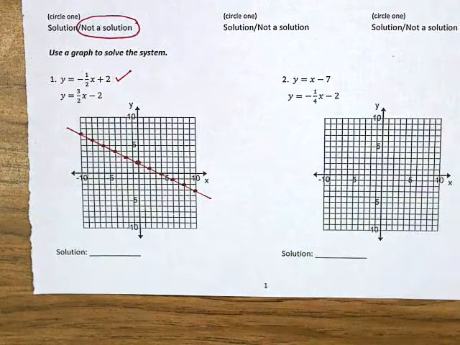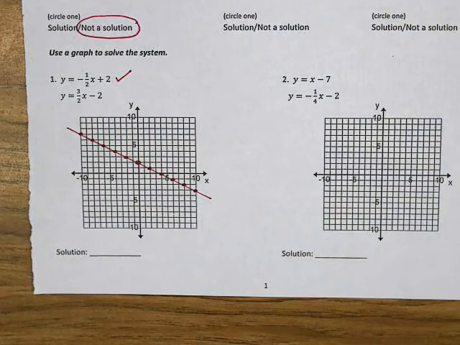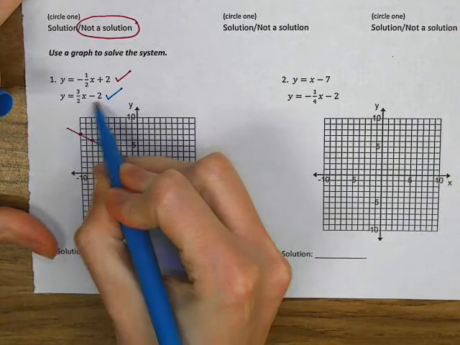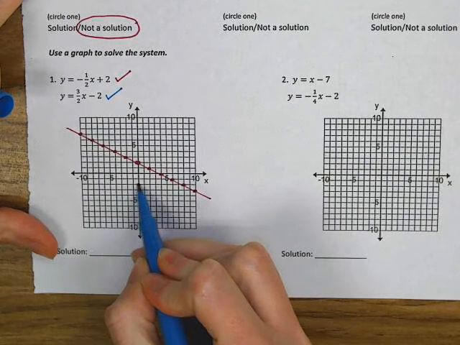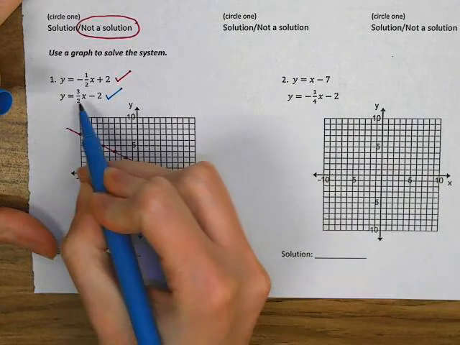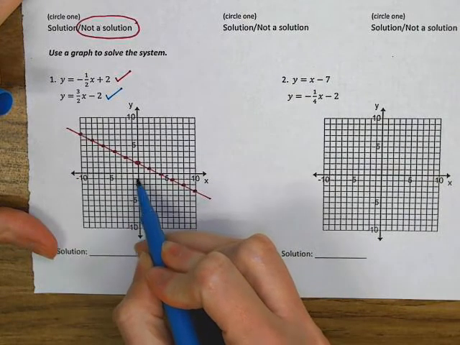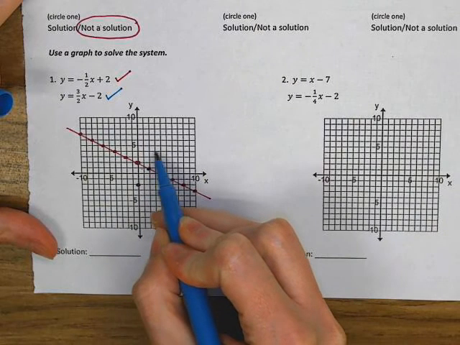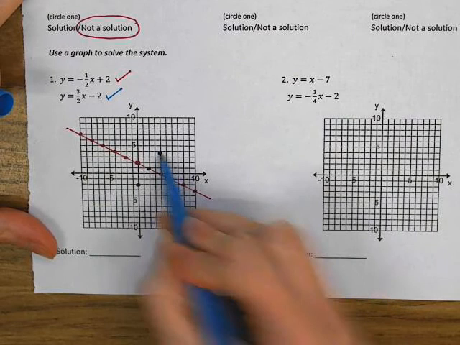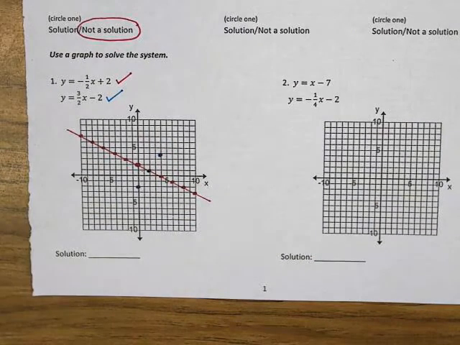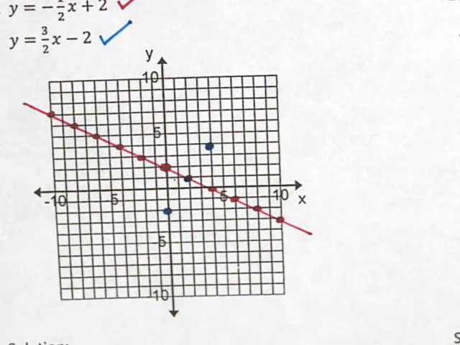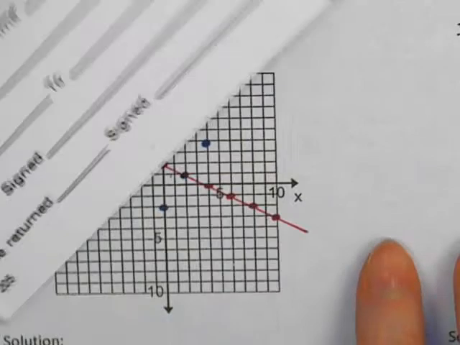Now I'm going to take a new color and graph the second line. Begin with the b. We begin down at negative 2, and then the slope is 3/2. So up 3, right 2. Up 3, right 2. Actually, I think we have it already. Do you see a point where both graphs intersect? Let me zoom in a little. Oh, I can't. Okay, I'm going to connect the dots and make that line.